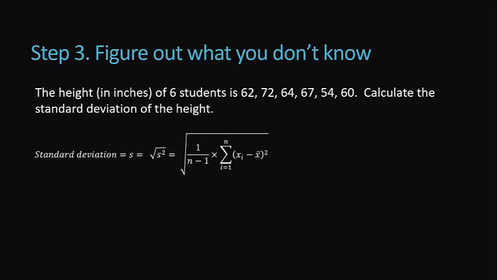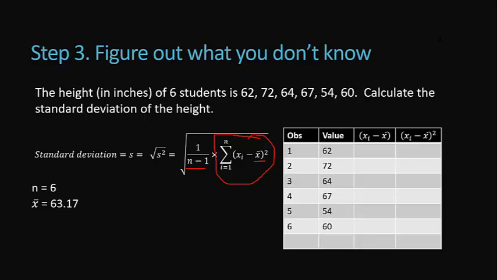The next step is to figure out what you don't know. Back to the formula, we have figured out what n is, and we have figured out what x bar is. Now the next step is to calculate what this entire term works out to. Again, we know n is 6 and x bar is 63.17. The easiest way I've found to evaluate this term, the sum from i equals 1 to n of xi minus x bar all squared, is to put a table together.